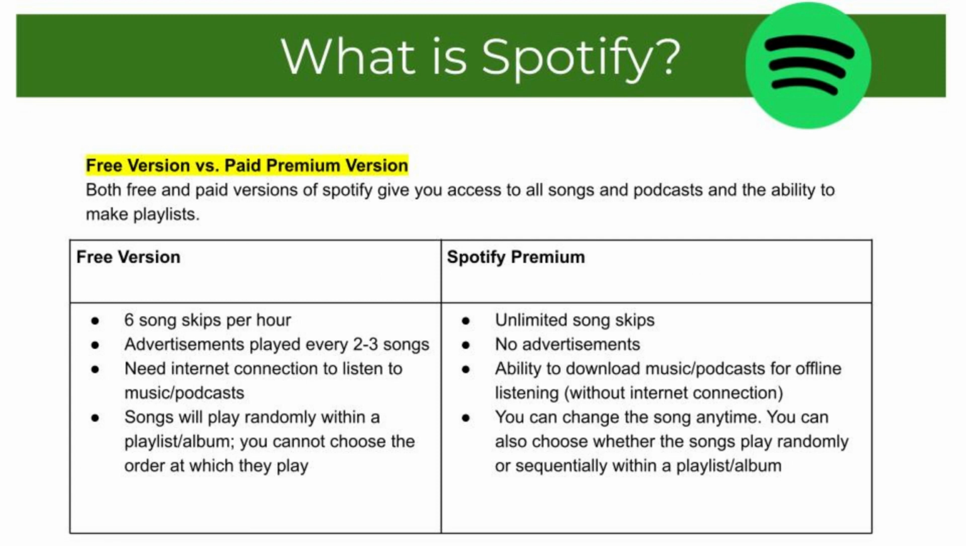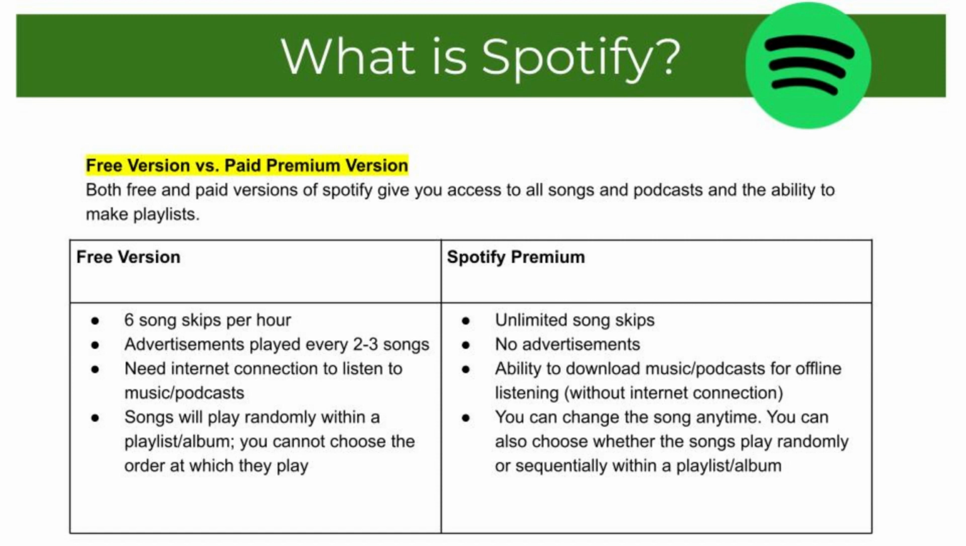Earlier, I mentioned that there are some different features between the free version and the paid version. Both the free and paid version of Spotify give you access to all songs and podcasts, and the ability to make playlists. There are no restrictions for how many playlists you can make. For the free version, you have 6 song skips per hour, and skipping songs allows you to bypass the song that is currently playing and play the next song. Unlike the free version, Spotify Premium has an unlimited amount of song skips.